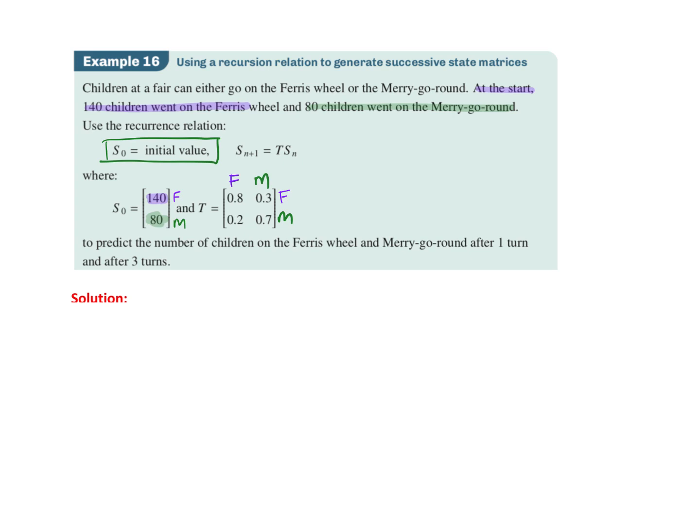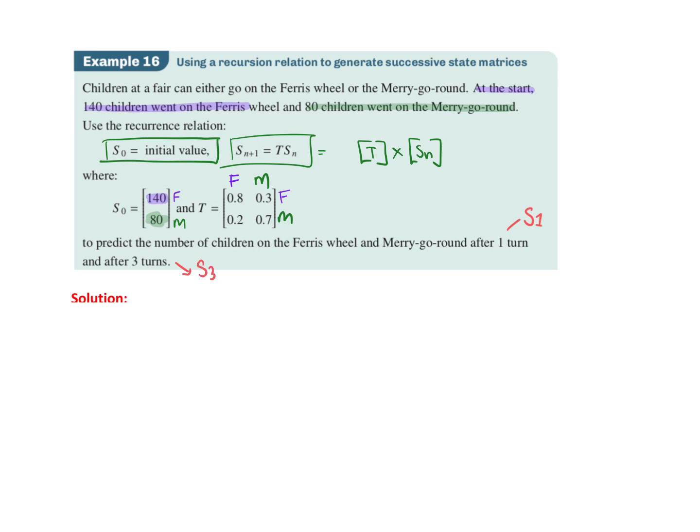And they've told me how I can get the next one is I can use the transition matrix. So this is actually when you're going the transition matrix times the one before, okay? So, all right, so they're just telling me that's the rule you can use. So predict the number of children on the Ferris wheel after one turn. So if you're at after one turn, that means we want state 1. We want S1. And then they also said after 3 turns. So that would be S3 that they want.